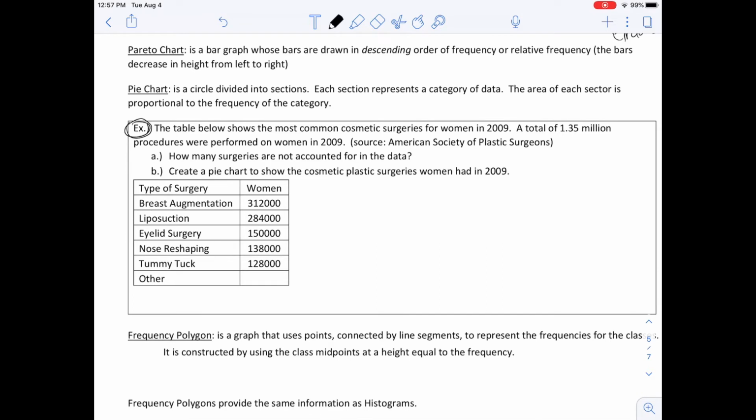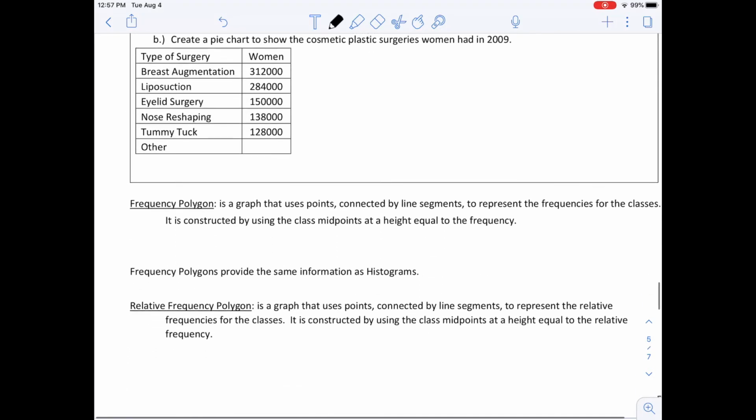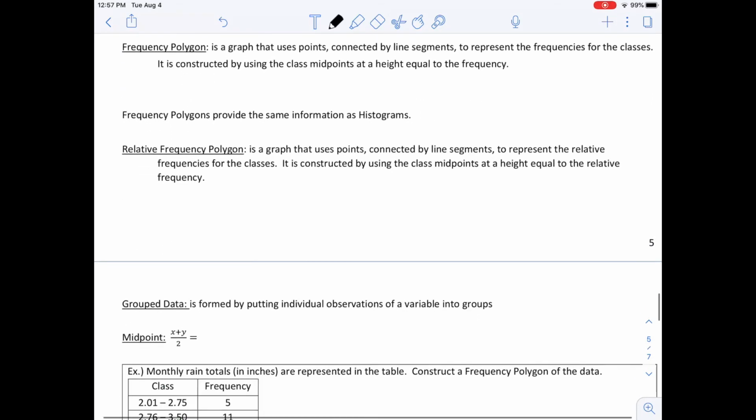The next definition that we have is called a Pareto chart. This is a bar graph whose bars are drawn in descending order of frequencies or relative frequencies. The bars decrease in height from left to right. The next example deals with a pie chart. A pie chart is a circle divided into sections. Each section represents a category of data. The area of each sector is proportional to the frequencies of the category. And circle that next example. We'll work on that in class together.